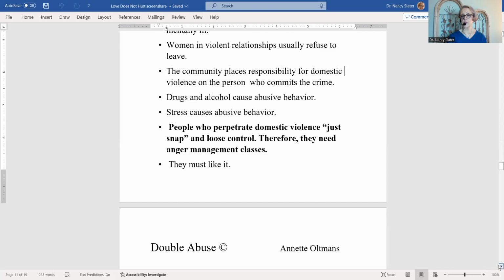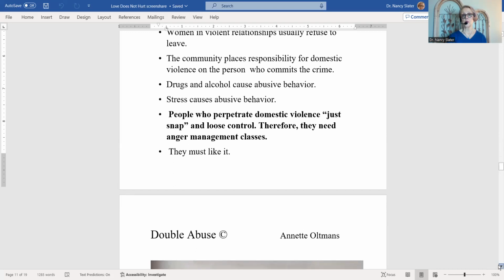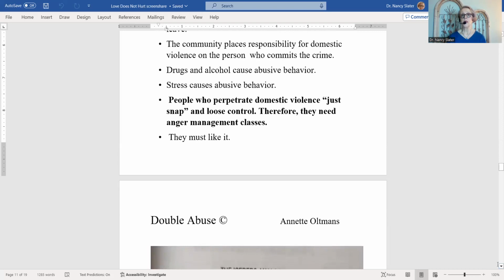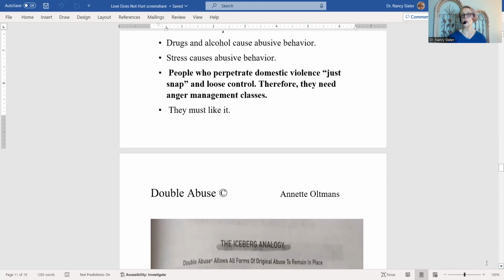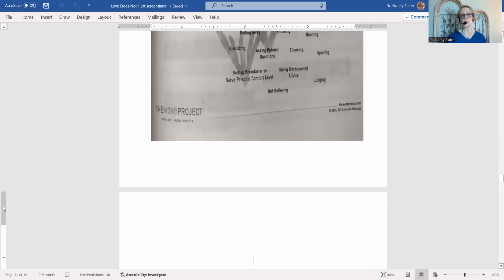The community places responsibility for domestic violence on the person who commits the crime. They very rarely do. Perpetrators are not always held accountable, and we must look at how those perpetrators were raised. This is a societal issue and a general issue for all cultures and communities. Drugs and alcohol cause abusive behavior? No, they may not help it, but they certainly don't cause it.